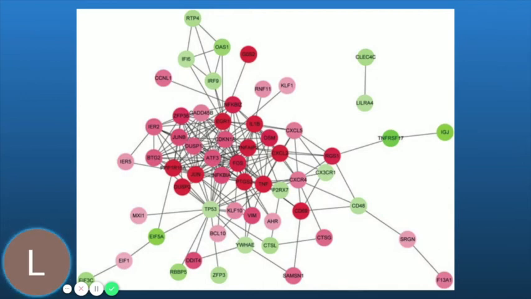You can see that for some of the nodes, there are a lot of edges going into and out of, and some there are very few. So some of the proteins only interact with one or two other proteins, while, as you can see in the middle with the red nodes, they interact with a lot. So this becomes important later.